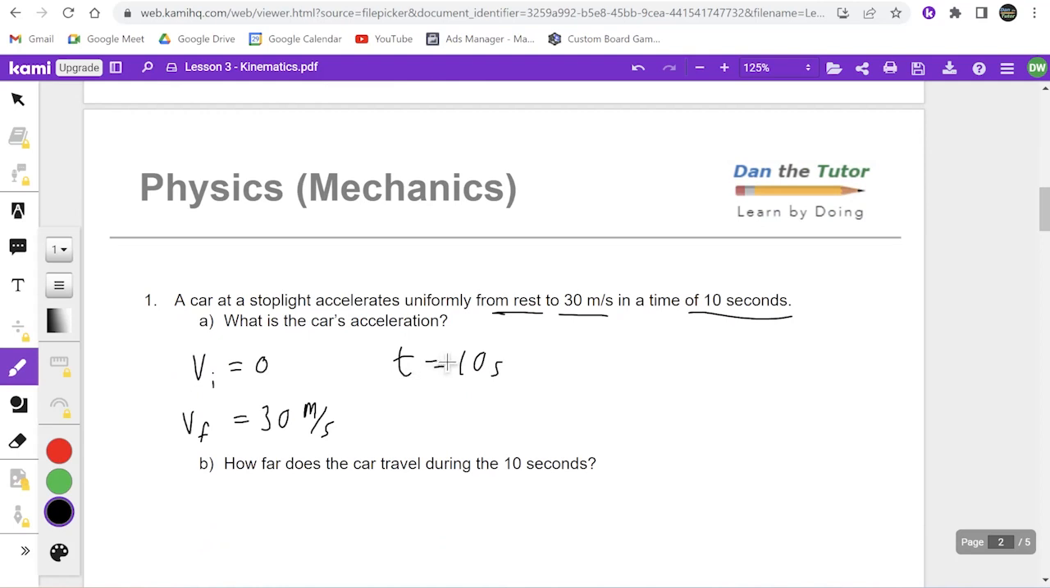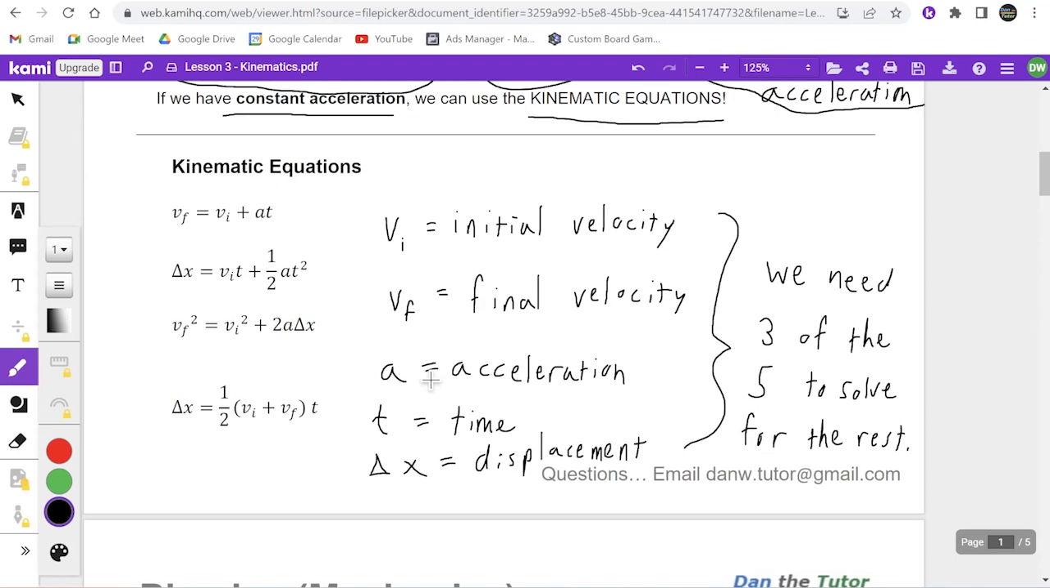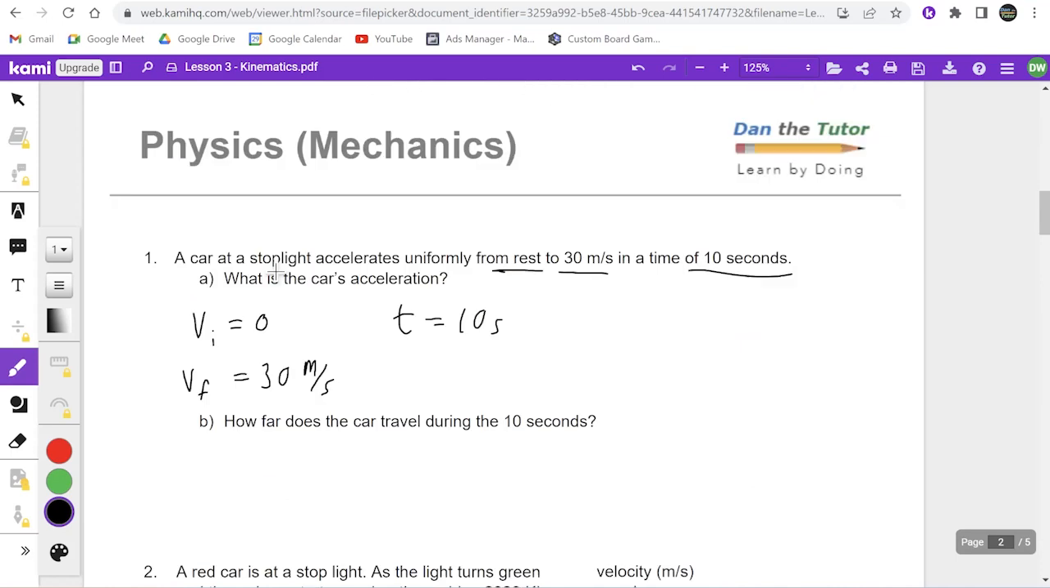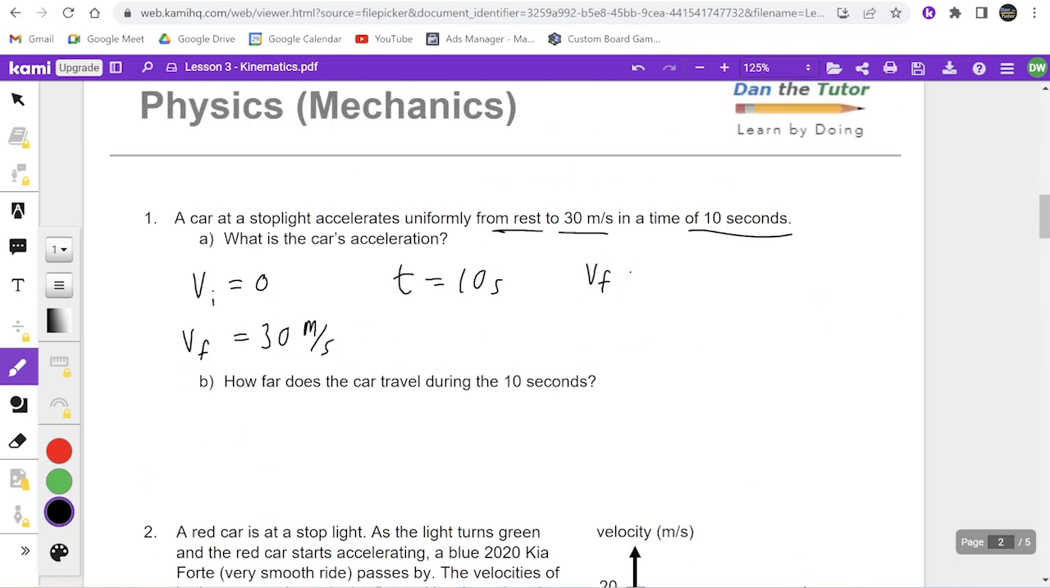Why not? Because delta x is displacement. For part A, I don't need displacement. And if it asks me for displacement, I'm not going to know it anyway. So it wouldn't make sense to choose that equation. Well, actually, it's just the first one. The first one's the only one that doesn't have delta x. So that's what I'm going to write. I'm going to write V final equals V initial plus AT.